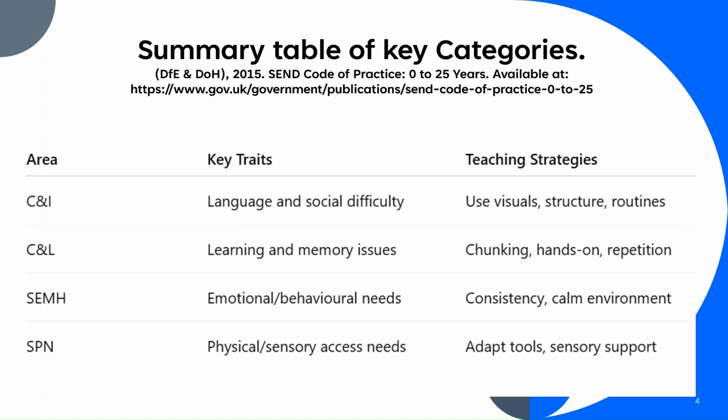This is a summary table of key categories. This table gives a clear comparison of the four areas. These categories aren't boxes, but lenses. A student might show needs across two or more areas. The key is to be flexible and responsive in our planning.